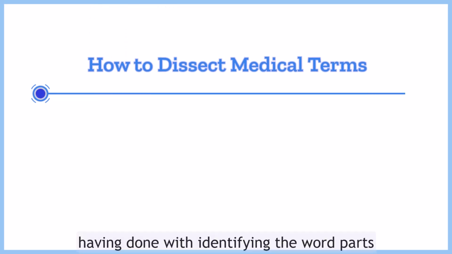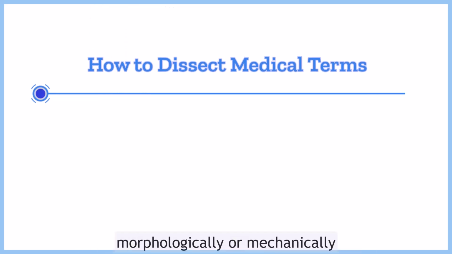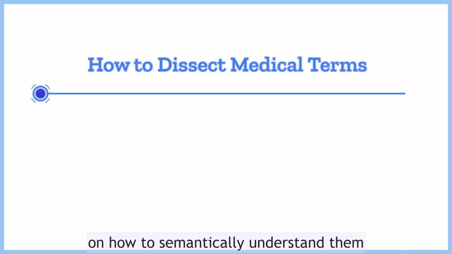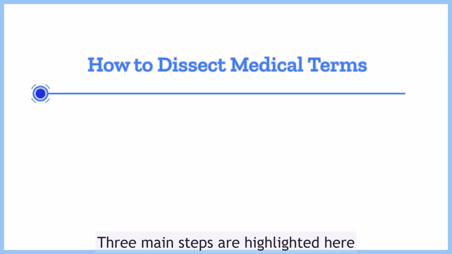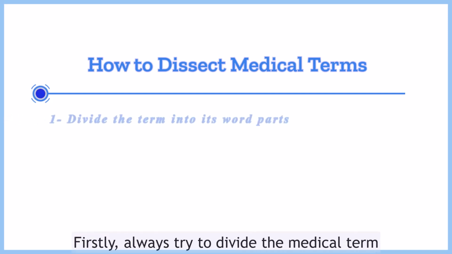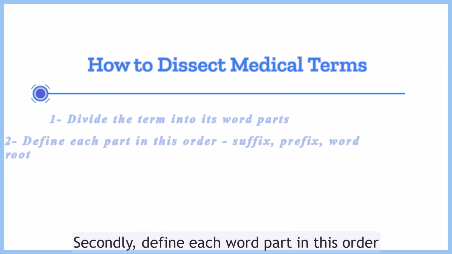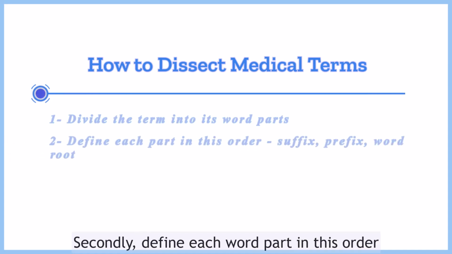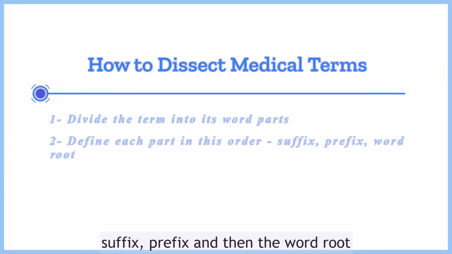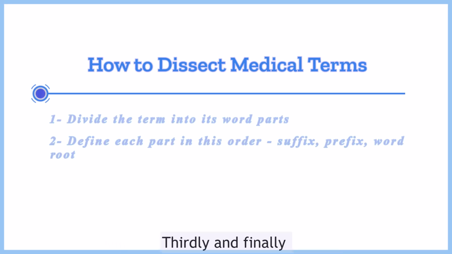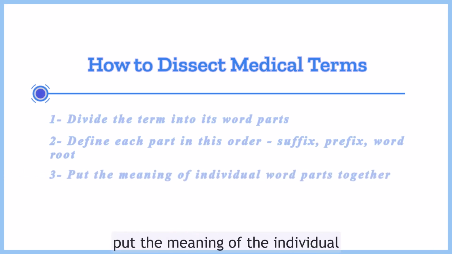Having done with identifying the word parts morphologically or mechanically, let's now learn some techniques on how to semantically understand them. Three main steps are highlighted here. Firstly, always try to divide the medical term into its word parts. And secondly, define each word part in this order: suffix, prefix, and then the word root. Thirdly and finally, put the meaning of the individual word parts together.